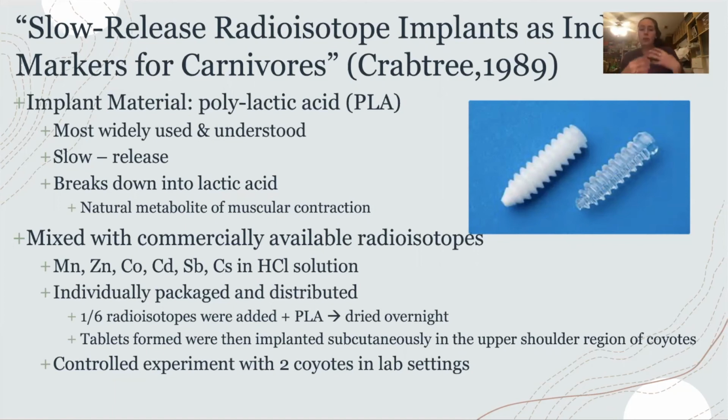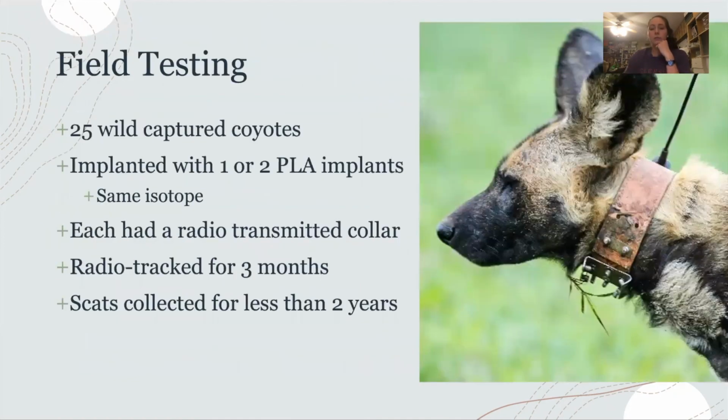So in this paper, they used 6 different radioisotopes to determine which was the best for radioisotope marking. They were individually packaged and distributed, and they were tablets that were implanted into the upper shoulder regions of coyotes. They did initially do this in the lab with 2 coyotes in a controlled setting, and then moved to field testing on 25 captured coyotes. They implanted 1 or 2 PLA implants of the exact same isotope. Each had a radio-transmitted collar, such as this here, and they radio tracked them for 3 months, and then the scats were collected for less than 2 years.